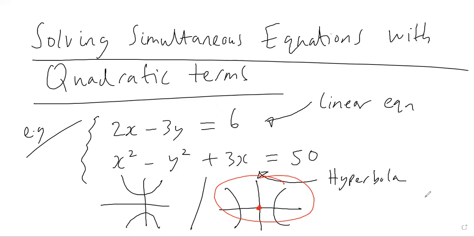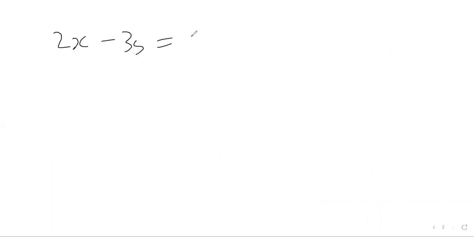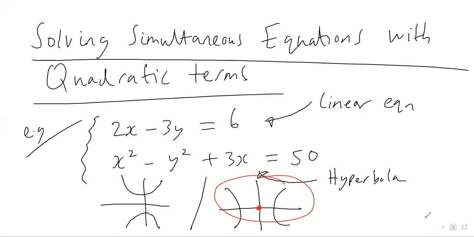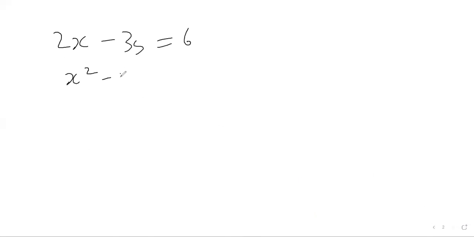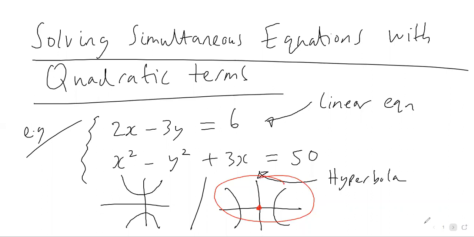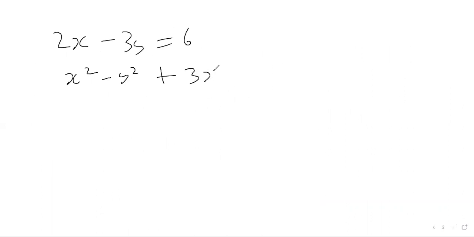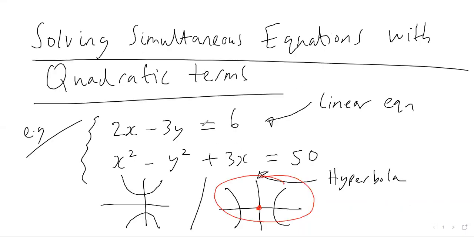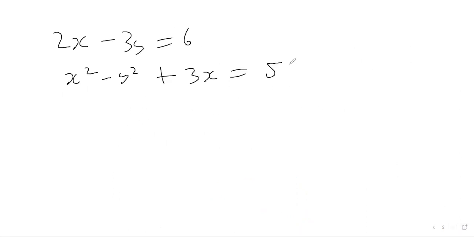So we want to solve these equations. I'll copy them out again on the next slide. 2x minus 3y equals 6, and also x squared minus y squared plus 3x equals 50. There are two main ways we could do this. We could rearrange the first one for y and substitute that into the second equation, or rearrange the first equation for x and substitute that into the second equation. Either one would be fine.